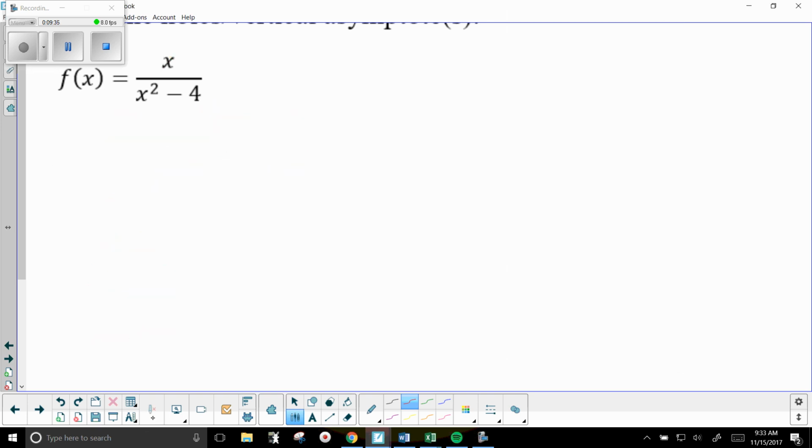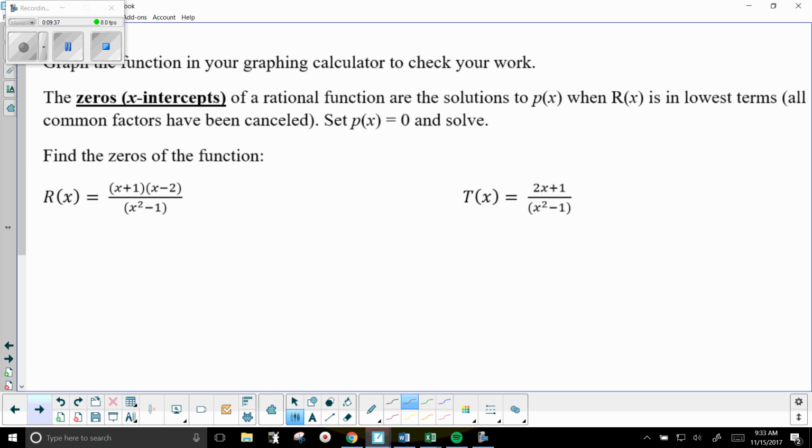Alrighty. The next thing we need to figure out is x-intercepts. Now this says we find the x-intercepts by first of all simplifying. It has to be in lowest terms, so we will cancel, and then the solutions are the numerator set equal to 0, whatever that comes out to. Okay. So let's start with this one right here.